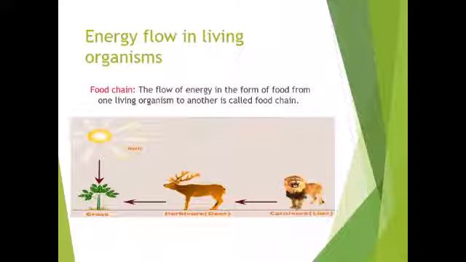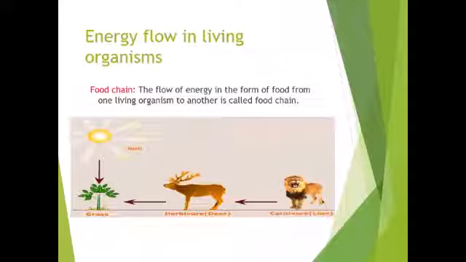Next, we will discuss energy flow in living organisms. We all know that on Earth, the sun is the ultimate source of energy. Plants use this energy to make their food, and these plants are eaten by herbivores, and herbivores like deer are eaten by carnivores. So this way we can say that the energy of the sun is transferring from green plants to herbivores and then from herbivores to carnivores in the form of food. This is known as a food chain.